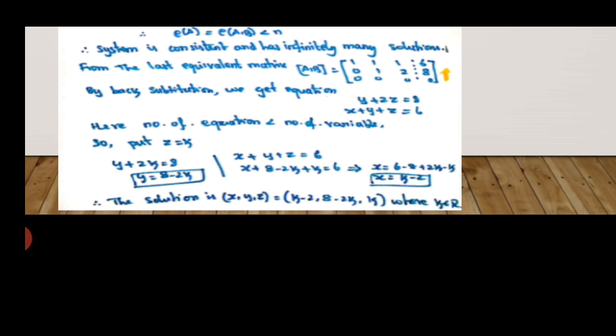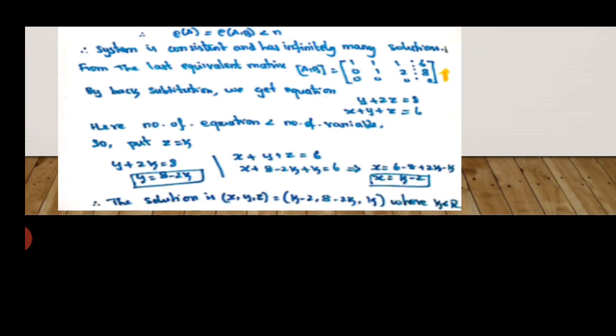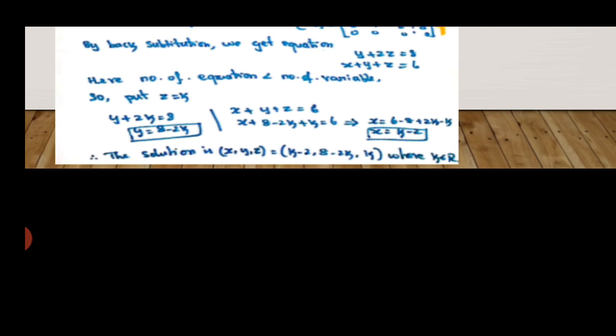You can reduce any one variable, either x or y or z, but this time reducing z or y is highly preferable. So put z equal to k. When I put z equal to k in the equation y plus 2z equal to 8, you get y plus 2k equal to 8. So y equals 8 minus 2k, right?